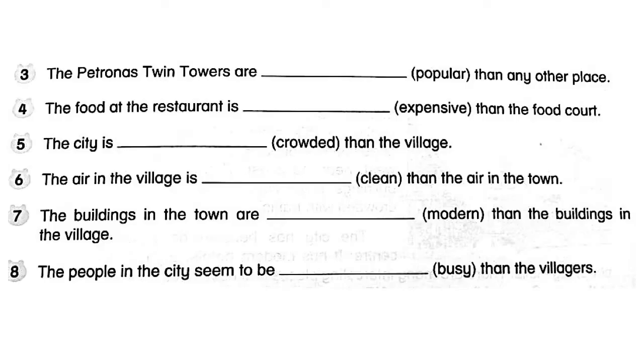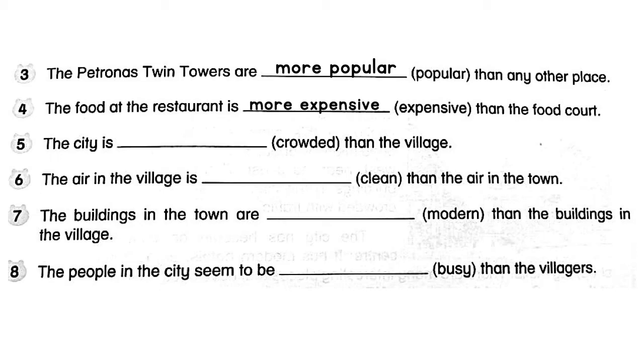3. The Petronas Twin Towers are popular than any other place. Okay, popular, 3 syllables. So we have to add more. Yes, correct. More popular than. Okay. The food at the restaurant is expensive than the food court. Okay, expensive, 3 syllables. Okay, more expensive.